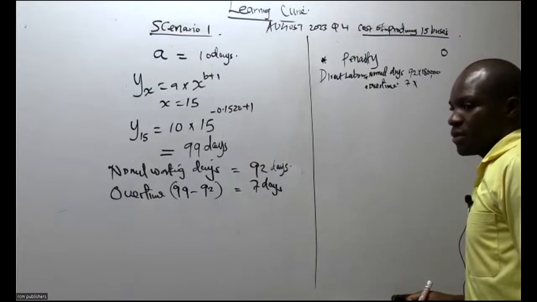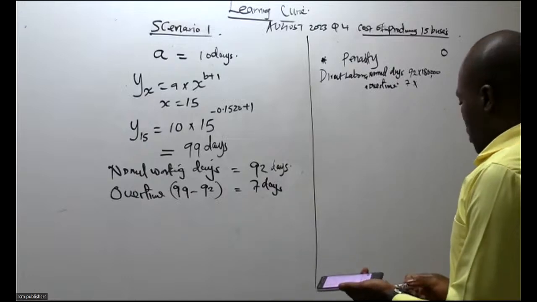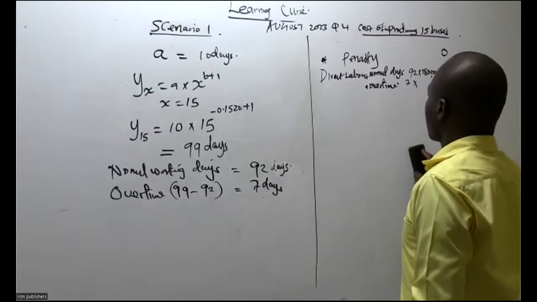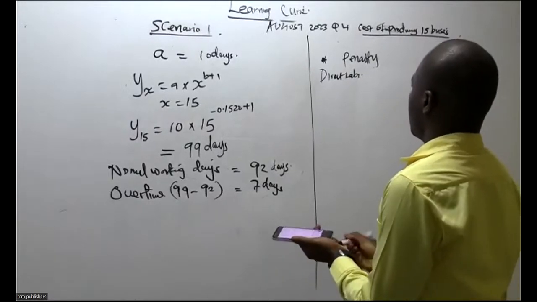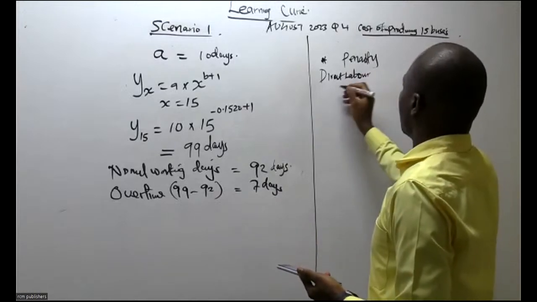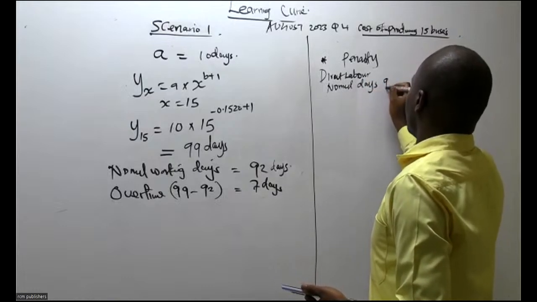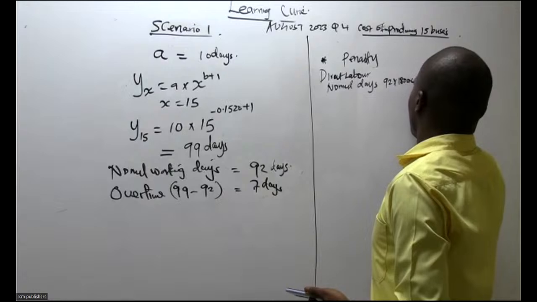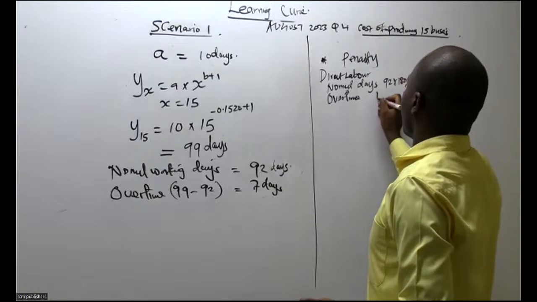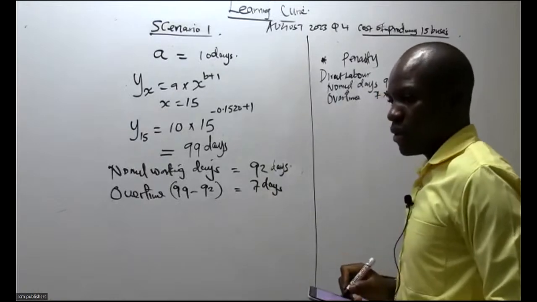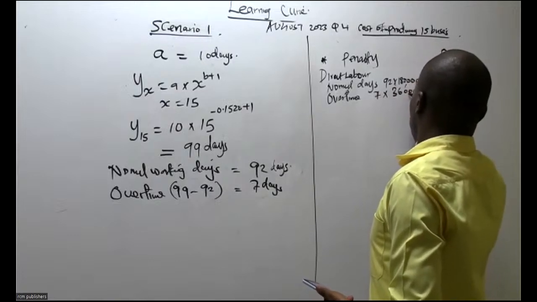So what will be the rate? What will be the overtime rate? Let me put it here, direct labor. Normal days, we are told, is 92. I've identified that overtime is 7 days. We multiply by 360,000.